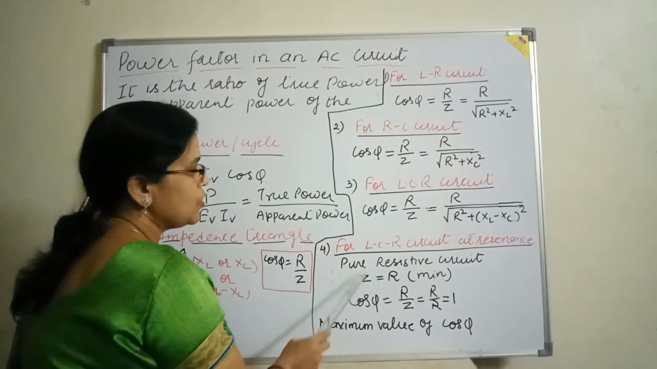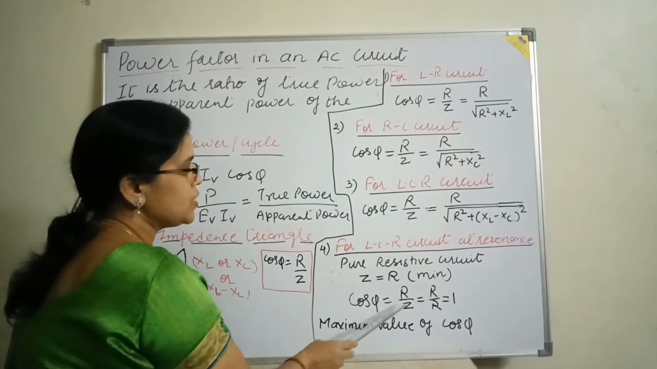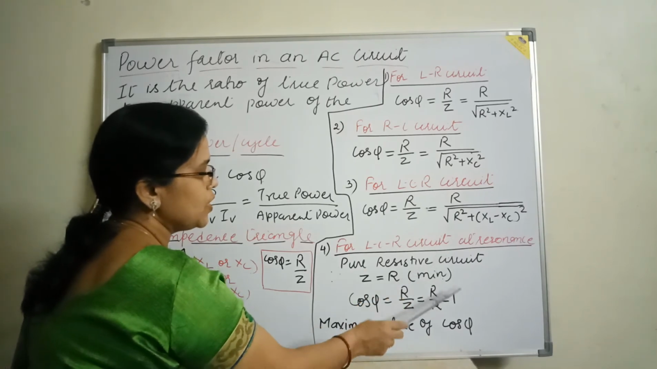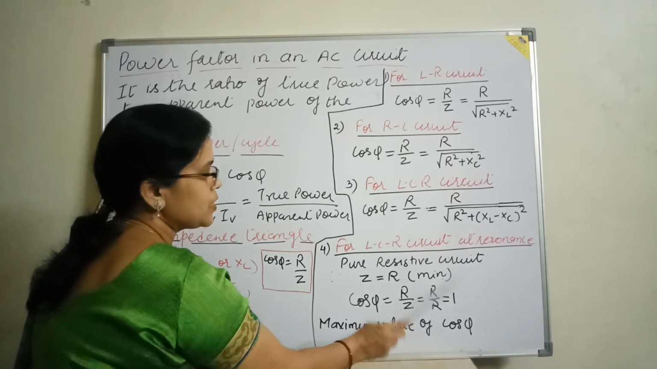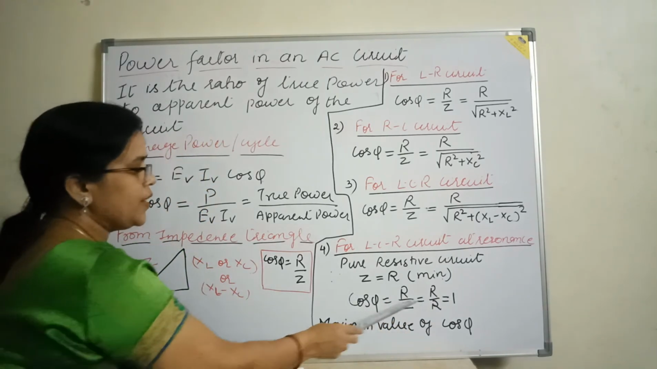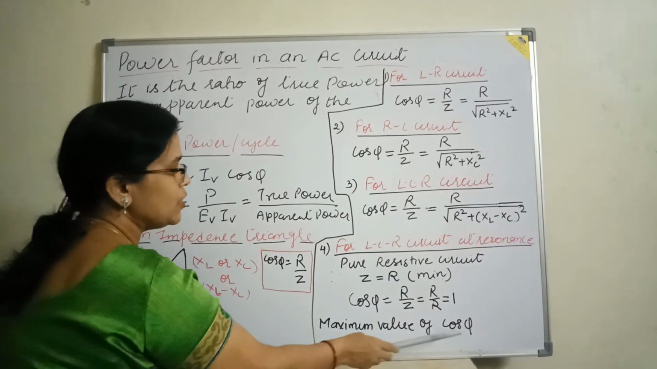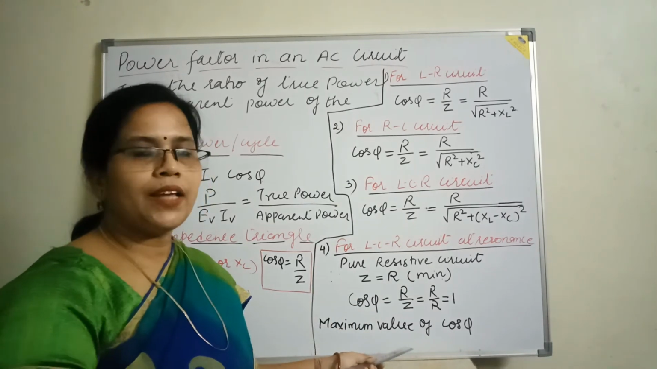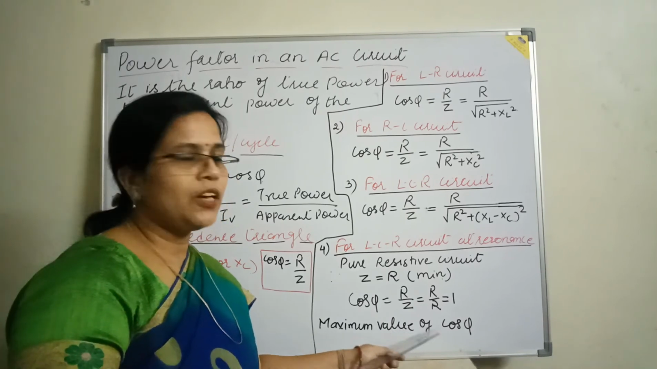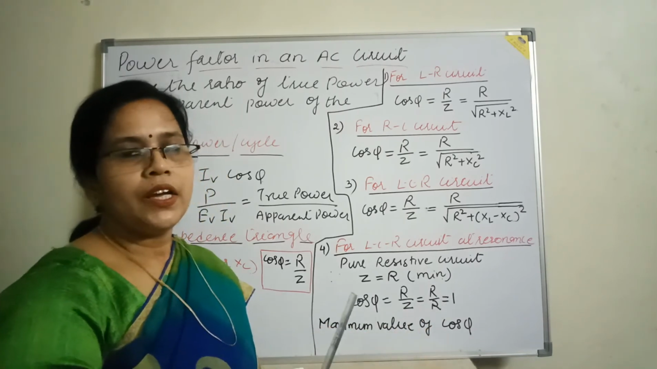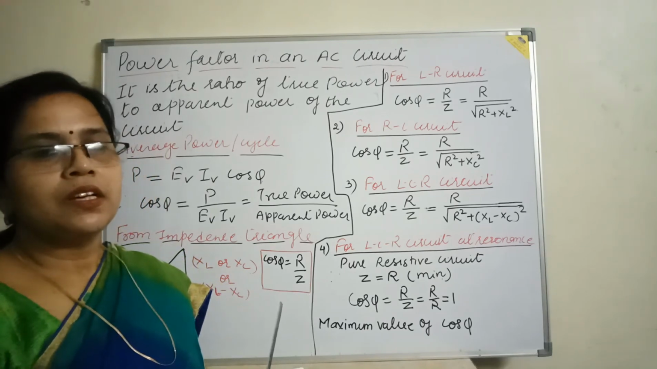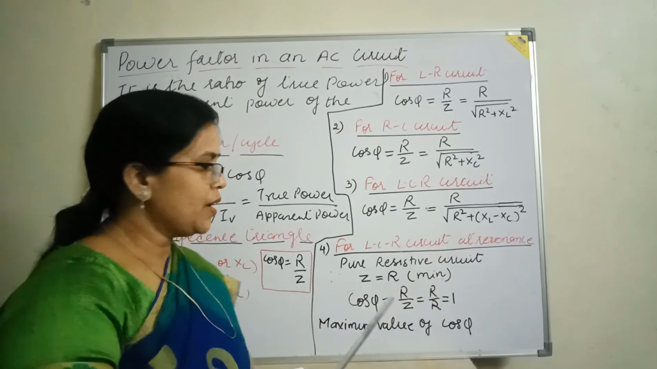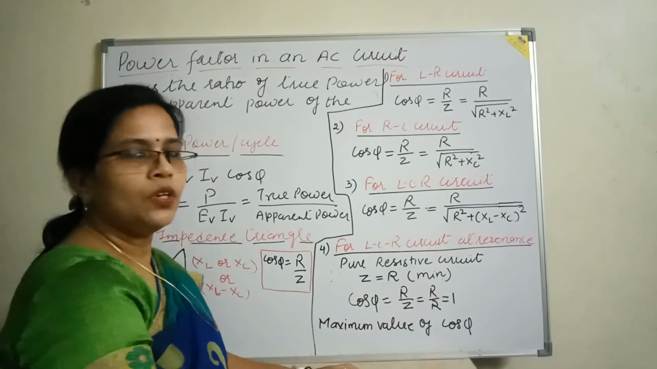So when you apply this condition in the formula, cos phi is equal to R by Z. Z will be equal to R in the case of the resonance LCR circuit, and this comes out to be 1. And this cos phi equal to 1 is the maximum value of the power factor. So from here we conclude that with the maximum value cos phi equal to 1, the maximum power is dissipated in the LCR circuit at resonance. Why? Because the power factor is equal to 1.